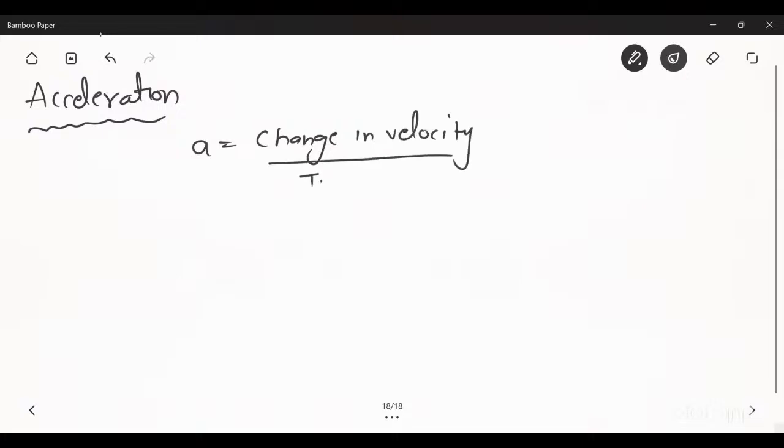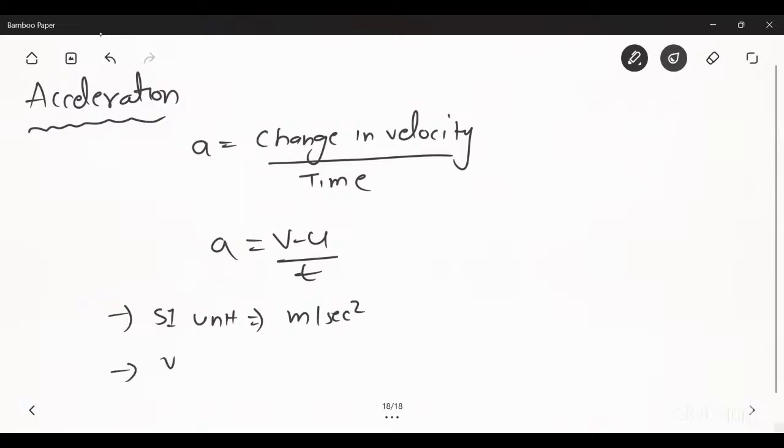Next was acceleration. Acceleration is defined as change in velocity upon time. That means v minus u by t is known as acceleration. Its SI unit is meter per second square. It is a vector quantity because velocity is a vector. So that's why it is a vector quantity.